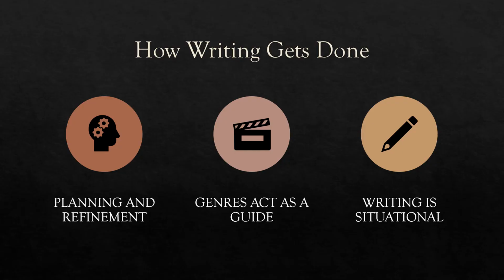And then the next part he talks about how writing gets done. So there's the planning and refinement stages. So the first stage where you plan out the writing, then draft it, then refine it before you publish it. So that's kind of what we think of as the writing process.